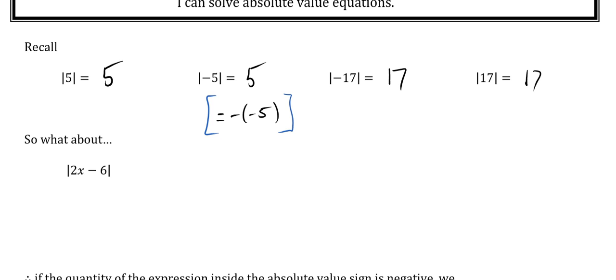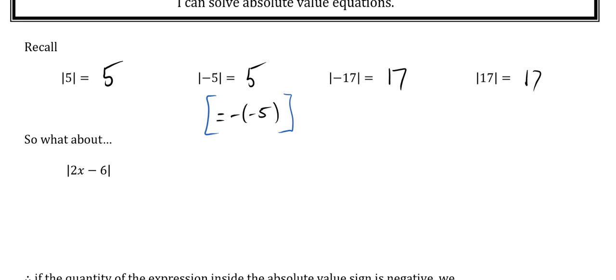But what about 2x minus 6? Because this is an expression. Is it negative or positive? So this is the tricky part, is the four little examples that we did above. You can see if it's negative or positive because it's just a number. It was just a value. Is it negative or is it positive? But what about this one?